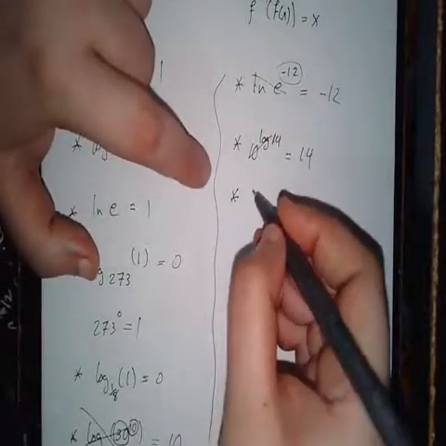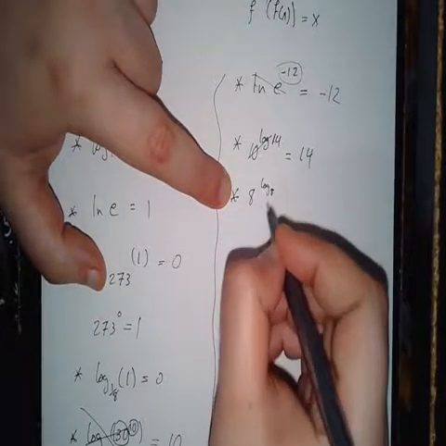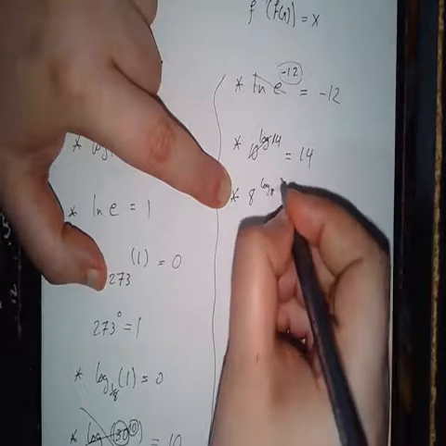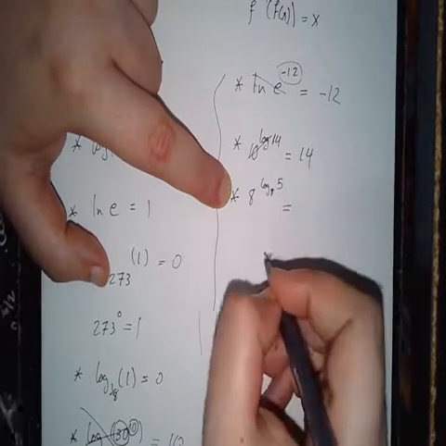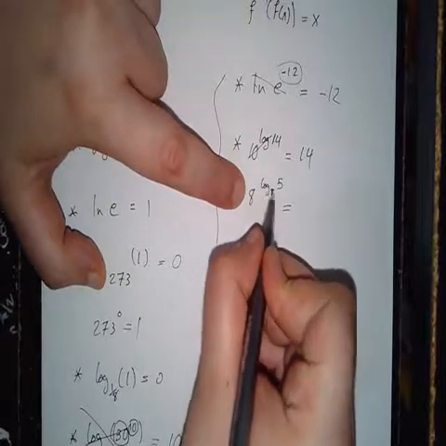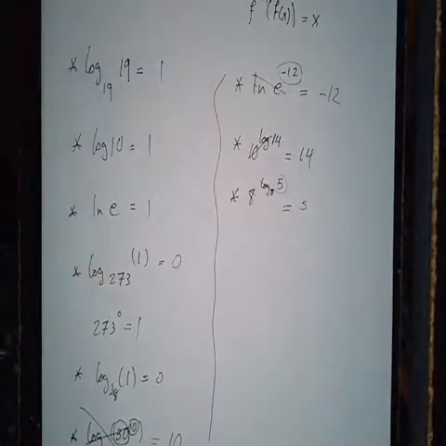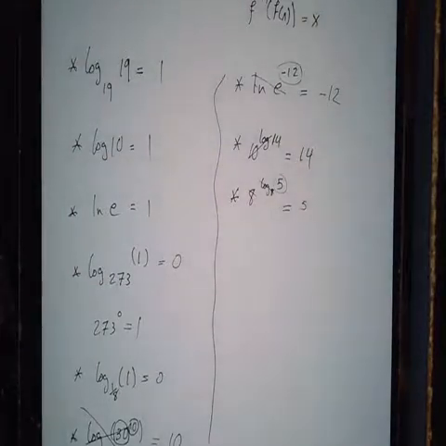Let's do one more. How about 8 to a log base 8 of 5. So log base 8, exponential base 8, they're going to cancel, and you end up with the 5. Okay?